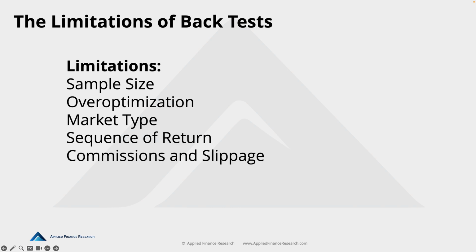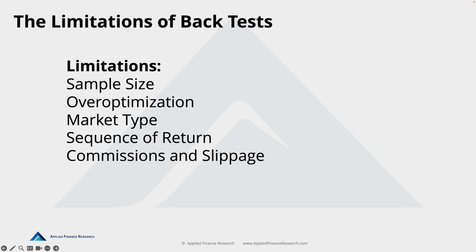And finally, commissions and slippage. These can be material and have a significant impact on real-time trading. If we don't account for them in our backtest process, then our real-time results may be significantly different than what we expect from our backtest. Again, there are more limitations when it comes to backtests, but these are 5 of the major ones that can create problems for traders and investors.